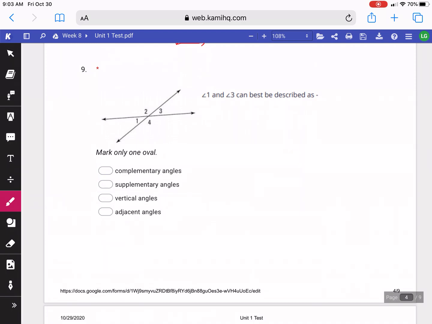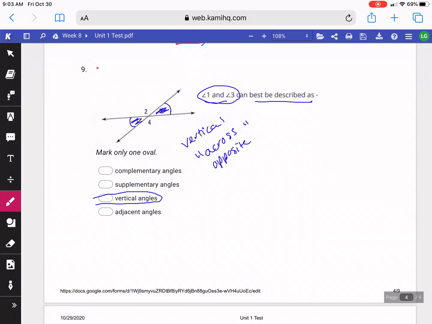Question 9 says angle 1 and angle 3 can best be described as. So if you look at angle 1 and angle 3, those are actually vertical, or across from each other. So those are vertical angles. And if you remember, we also learned that vertical angles are congruent. Remember, complementary add to 90, supplementary add to 180. Adjacent angles are actually angles that are side by side.